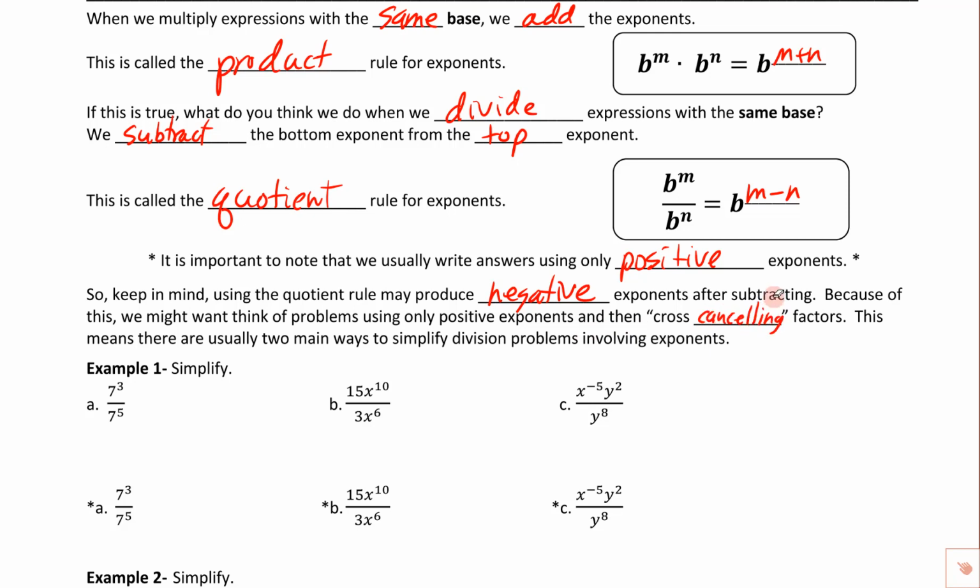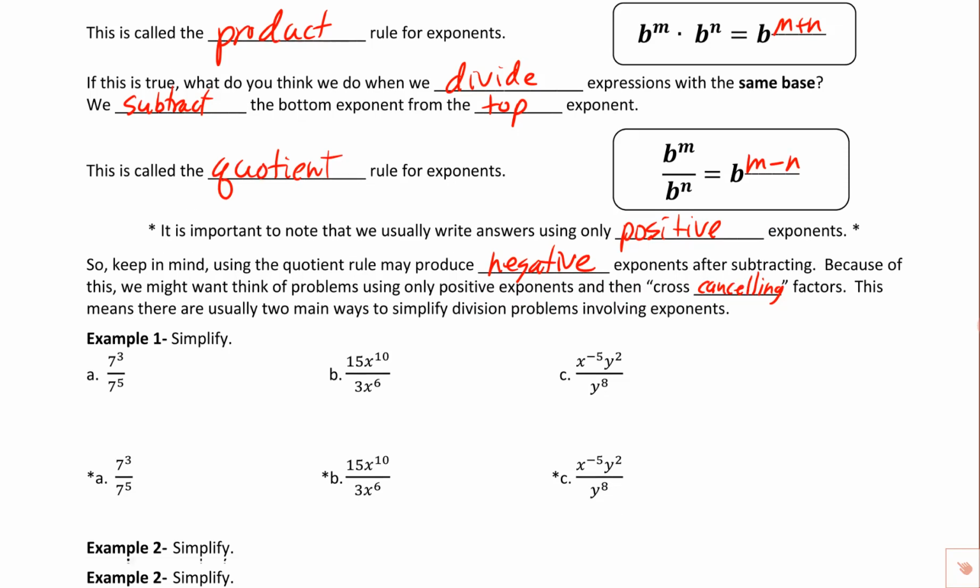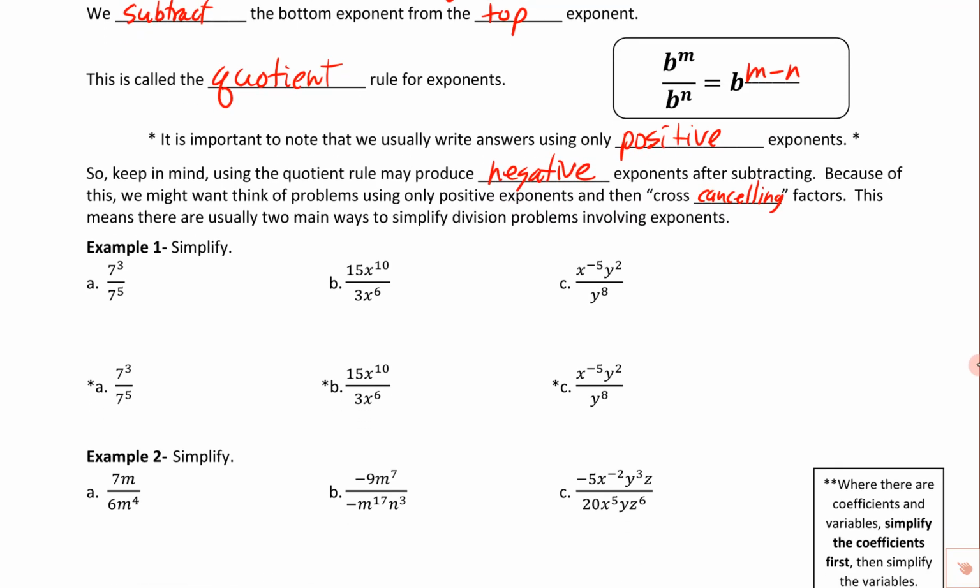This means there's usually two main ways to simplify division problems involving exponents. We can just flat out apply the quotient rule for exponents, or we can write things with positive exponents and then cross-cancel factors. So I'm going to show you example number one, but I'm going to do it two different ways, and I'm going to show you why you might like the second way better.